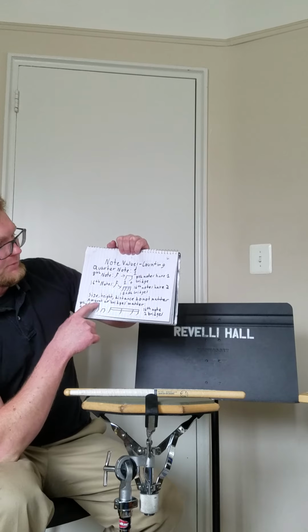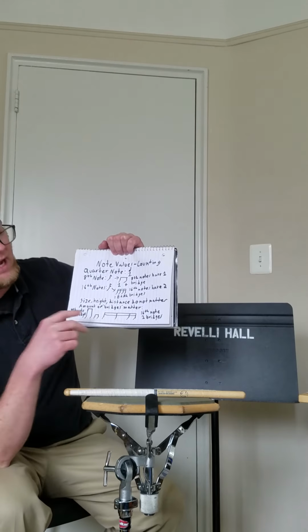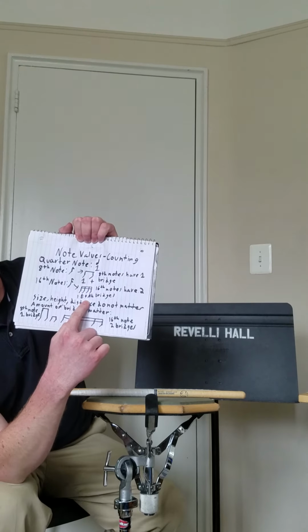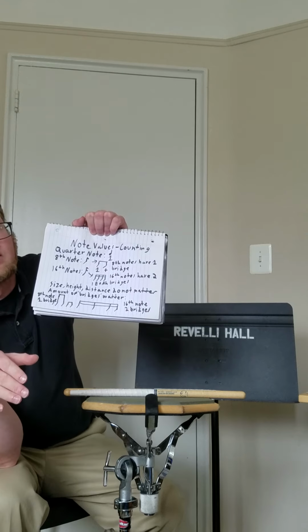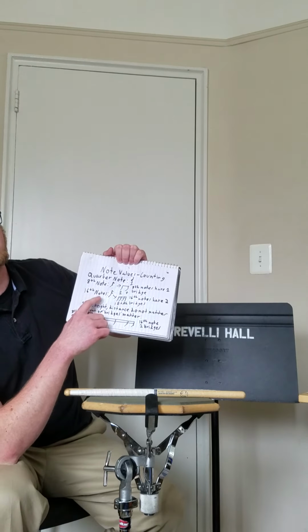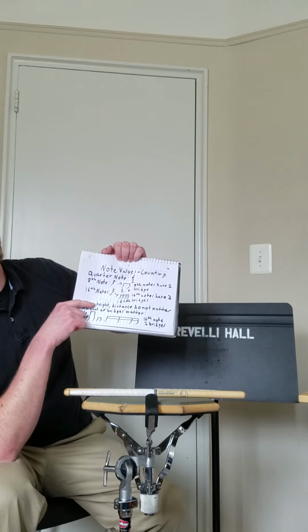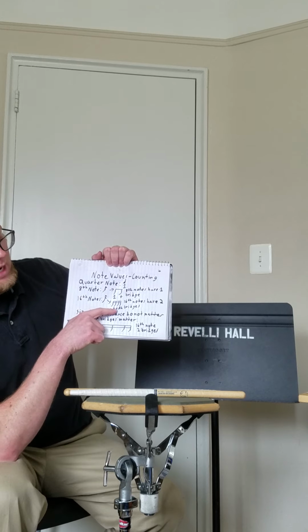A 16th note, right here, will have 2 bridges attached to it. So this is going to be a 16th note. It always will have 2 bridges in some form. If it's not attached, it'll be hanging off to the side. The way we count an 8th note is 1 and. The way we count 16th notes are 1, E, and A.